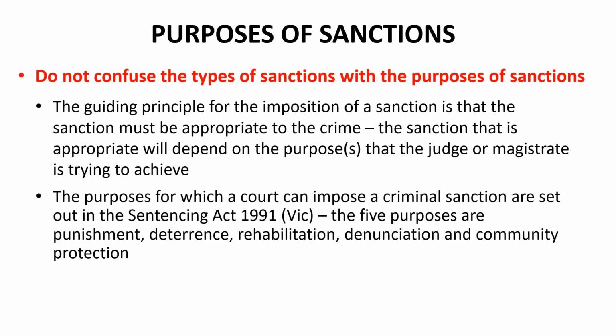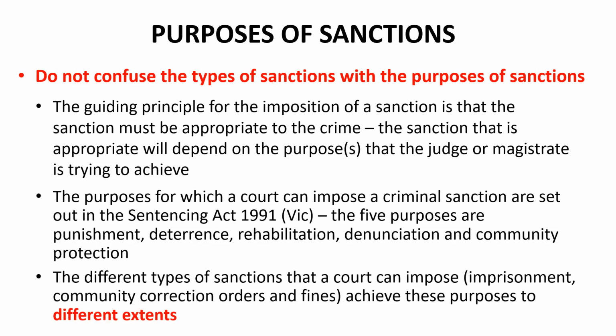The Sentencing Act 1991 of Victoria sets out the 5 purposes for which a court can impose a criminal sanction, and our learning intention requires you to be able to describe each of these purposes. These 5 purposes are punishment, deterrence, rehabilitation, denunciation, and community protection. Importantly, and as you'll see from the next 3 videos, the sanctions of imprisonment, community correction orders, and fines achieve these purposes of criminal sanctions to different extents.